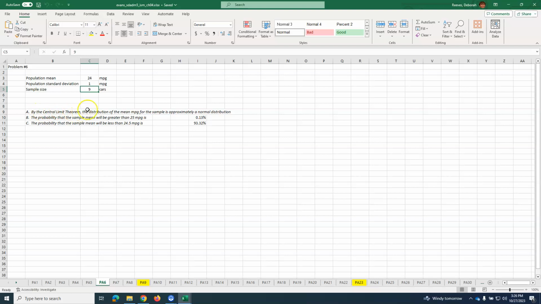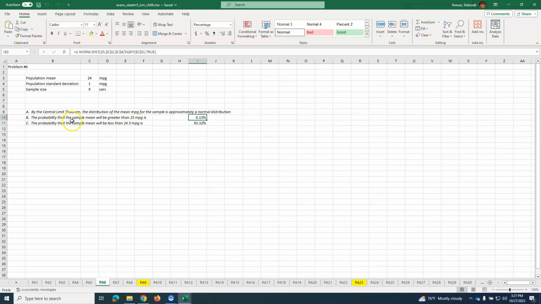By the central limit theorem, the distribution of the mean for the sample is approximately a normal distribution. So you get that one for free. Then the two that you have to do calculations on are the probability that the sample mean will be greater than 25 miles per gallon. I'm going to show you this one, not C. This is what the spreadsheet that you give me should look like. You can do it right on a clean spreadsheet.